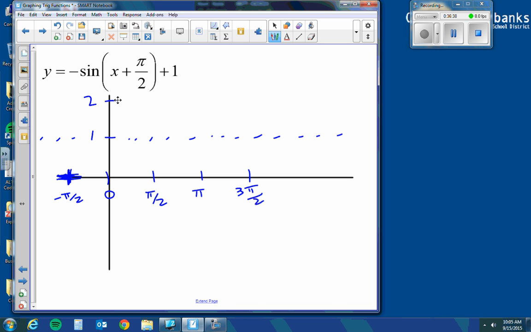Okay, I messed up, because my new origin is not here. It's up there, yeah. Sorry. So we shifted left pi over 2 and up 1, didn't we? Sorry about that.